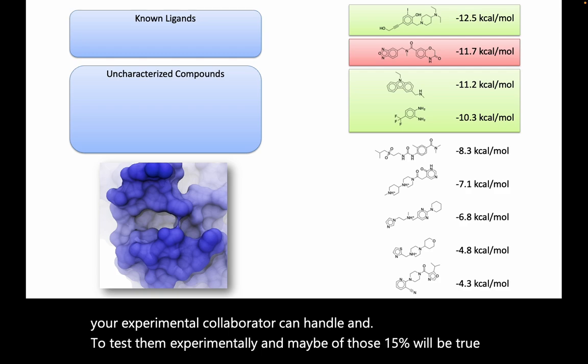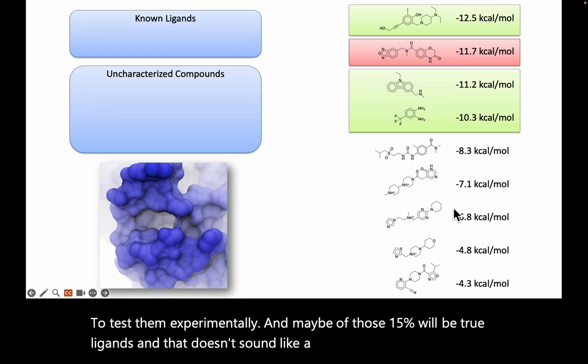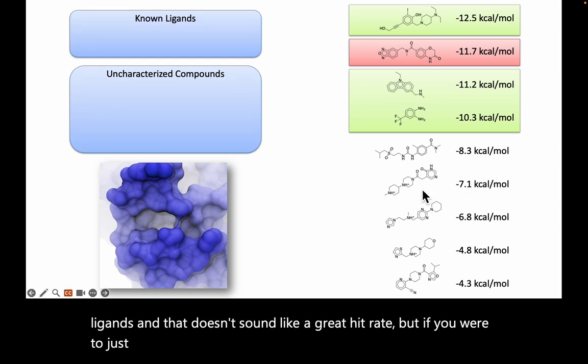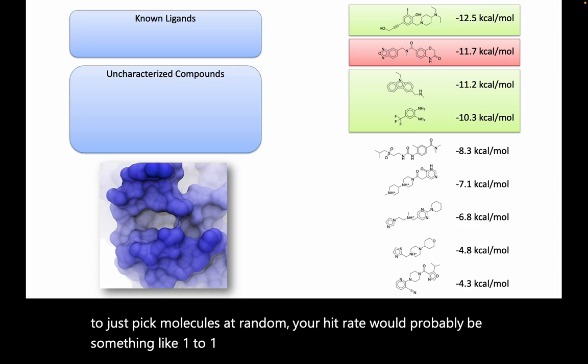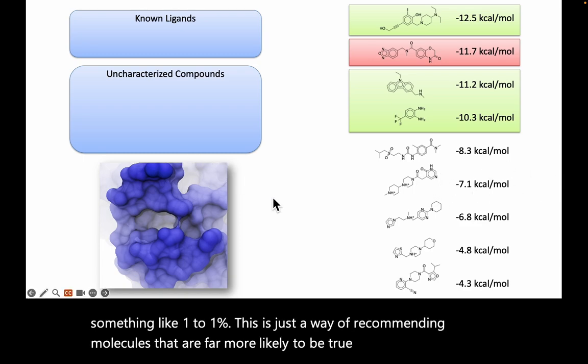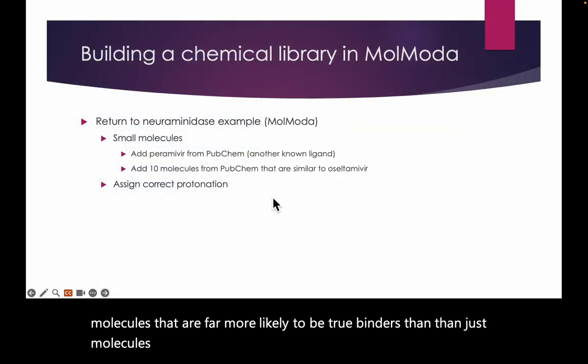ligands. And that doesn't sound like a great hit rate, but if you were to just pick molecules at random, your hit rate would probably be something like 0.1 to 1%. This is just a way of recommending molecules that are far more likely to be true binders than just molecules picked by chance, right? Okay, so let's return then to our neuraminidase example.